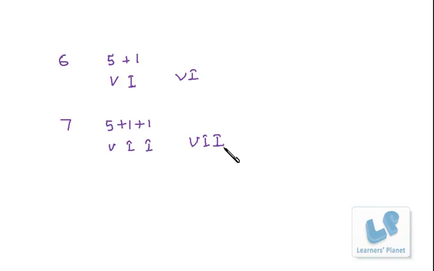So it's 5, 6 and 7. Since both the I's are smaller in value than V, and we are writing both the I's on the right side of V, that's why we are going to add the value of I's to this V. So it's 5, 6 and 7. Okay, similarly, suppose I wish to write 8, it's 5 plus 1 plus 1 plus 1. So it's 5, 6, 7, 8. So it's VIII. Okay, isn't it quite simple?